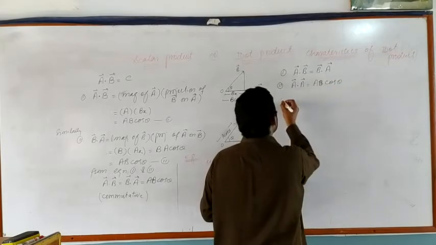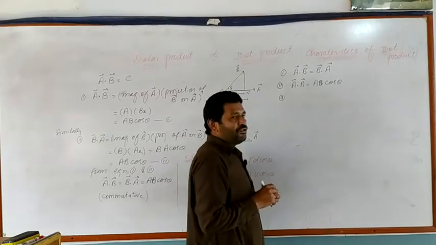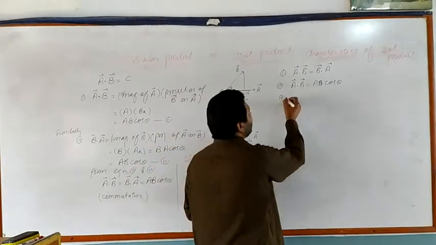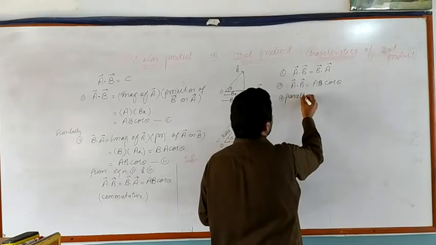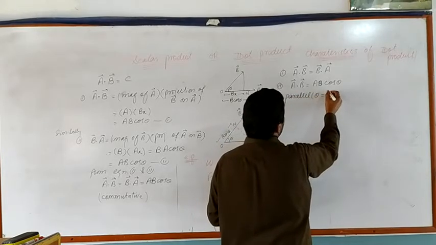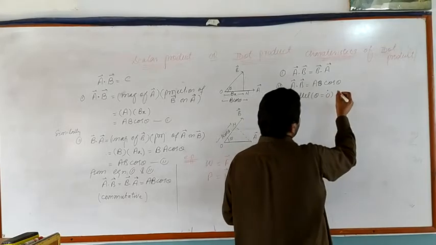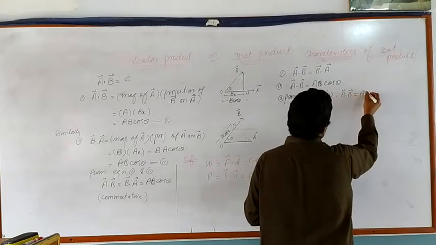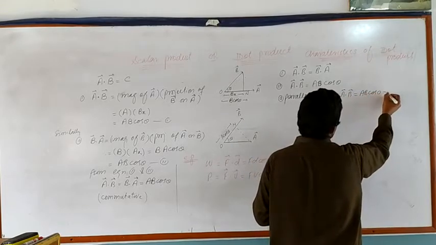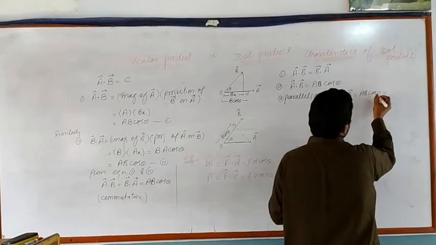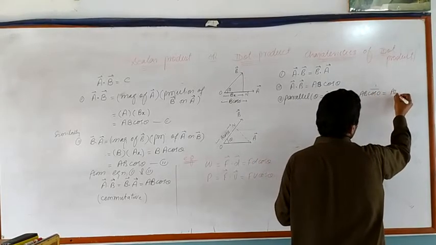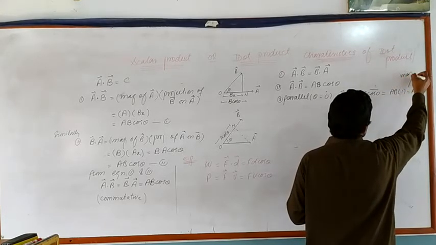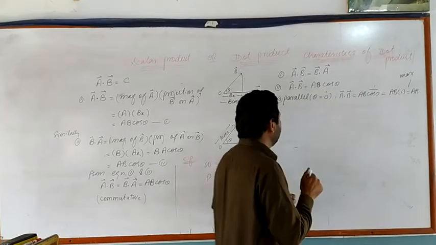AB cos theta. Dear students, suppose these two vectors, vector A and vector B, are parallel to each other. When these two vectors are parallel to each other, then the angle between them will be equal to 0. Their dot product will be vector A dot vector B is equal to AB cos 0, as cos 0 is equal to 1. So the resultant will be equal to AB into 1, which is equal to AB. It is the maximum value of dot product.